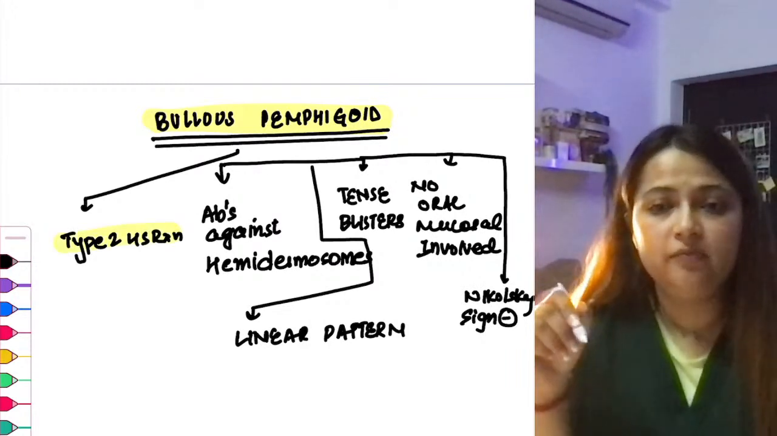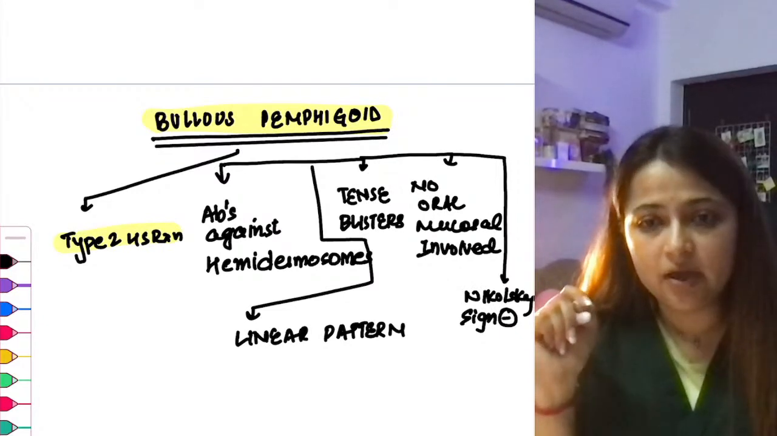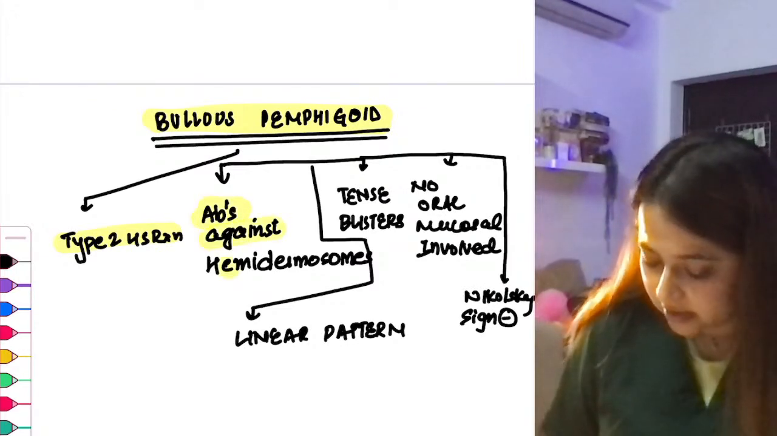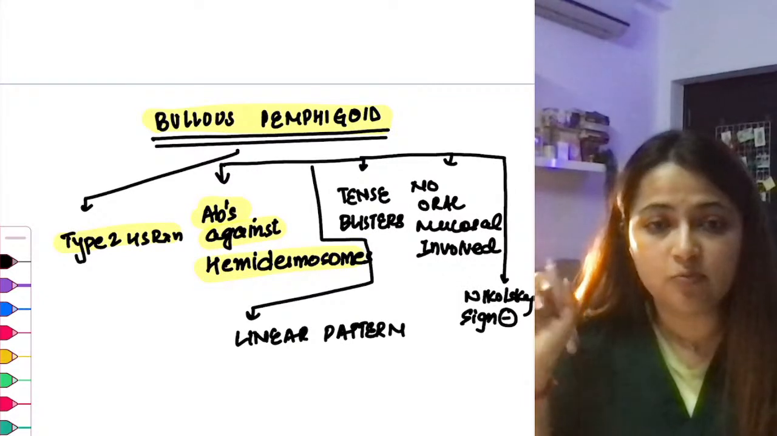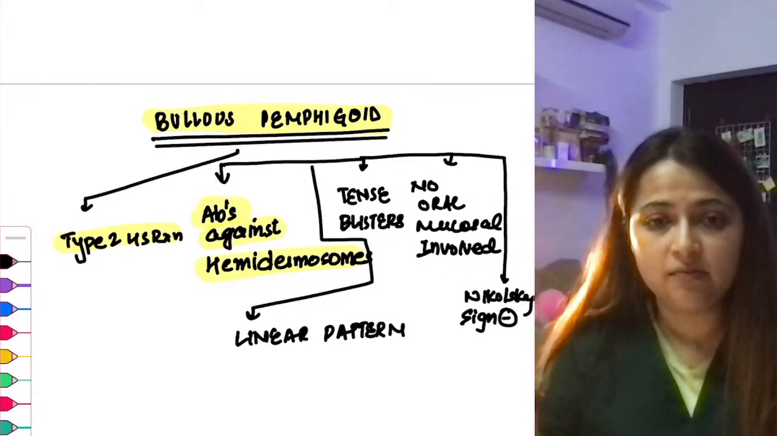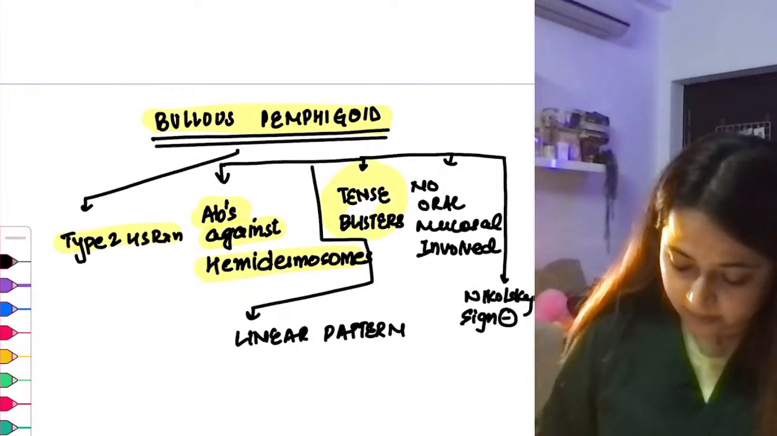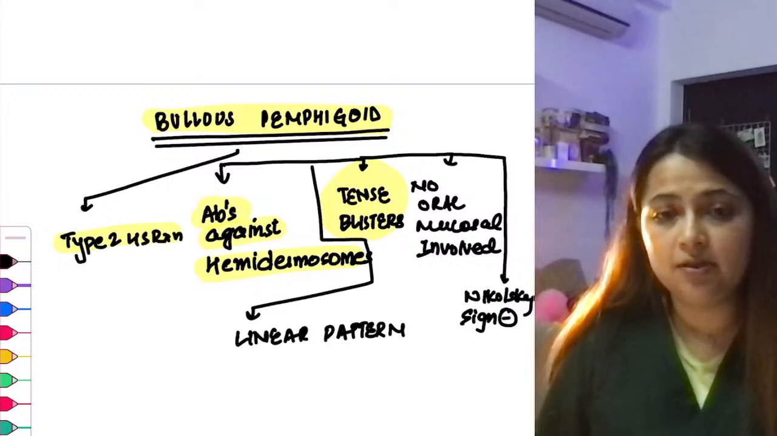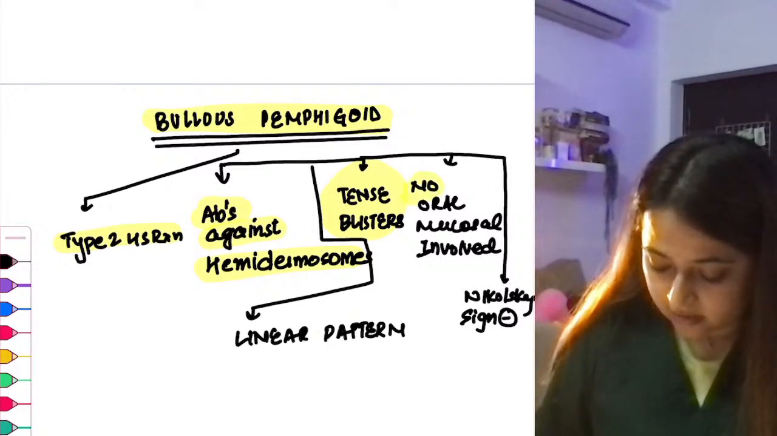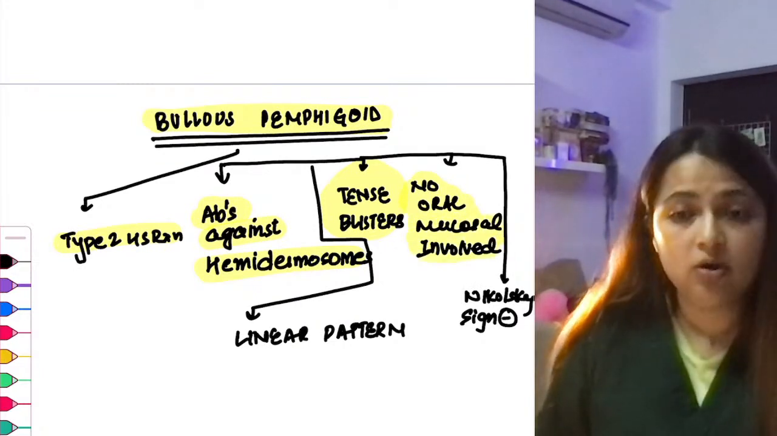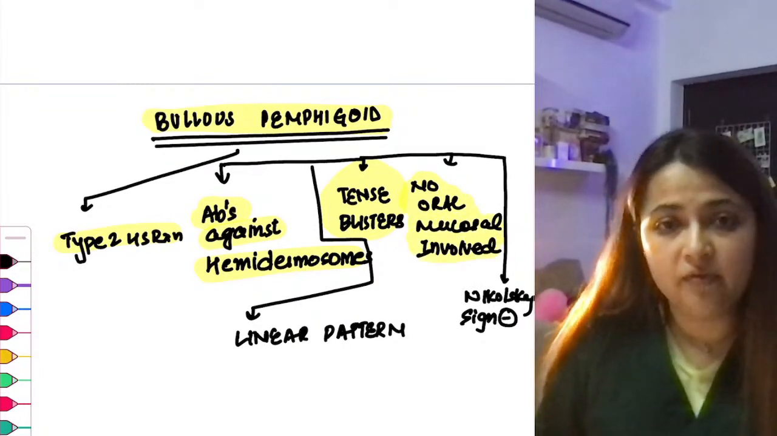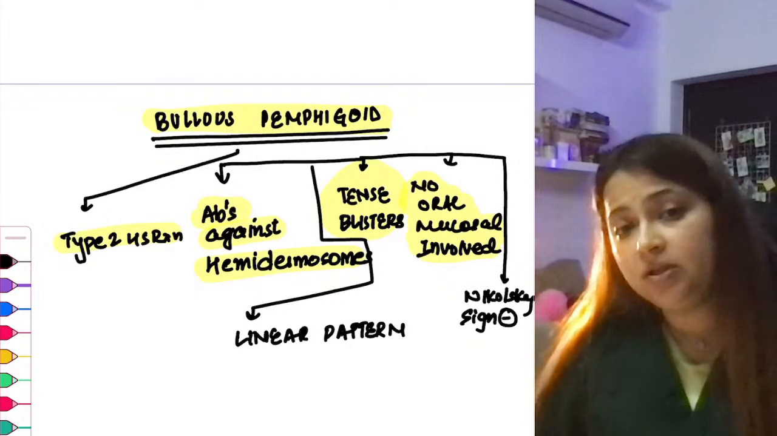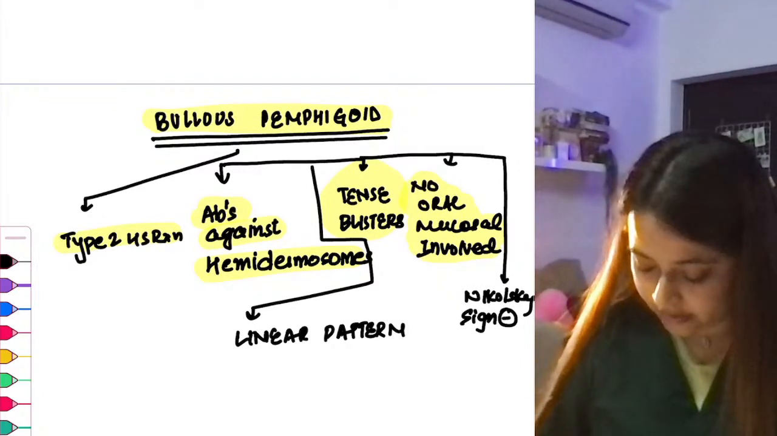See, bullous pemphigoid and Pemphigus vulgaris, both of them are type 2 hypersensitivity reactions, okay? But the antibodies in bullous pemphigoid are against the hemidesmosomes, not the desmosomes. In Pemphigus vulgaris, they were against desmosomes. And the blisters in bullous pemphigoid are tense, okay? In Pemphigus vulgaris, we were seeing the flaccid bullae. In bullous pemphigoid, there is no oral mucosal involvement. But in Pemphigus vulgaris, the oral mucosa is involved, and it could be the early presentation, in fact.